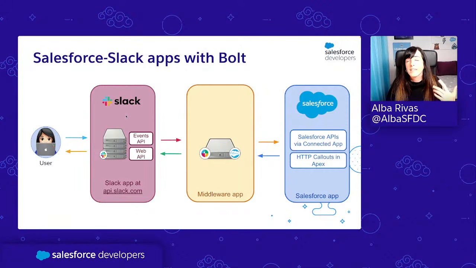Slack has basically two main APIs. One of the APIs is the Events API, which is a subscription-based API. You define in your app which events you want your app to publish, so that a middleware app or an external system can listen to those events. Normally, you execute some business logic in your middleware app, and then you take action in Slack through another API, which is the web API.